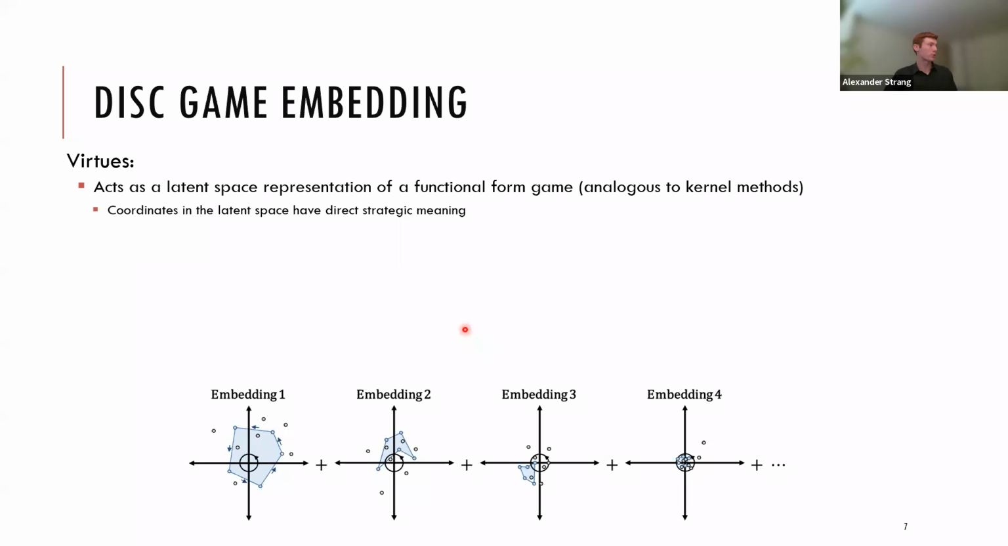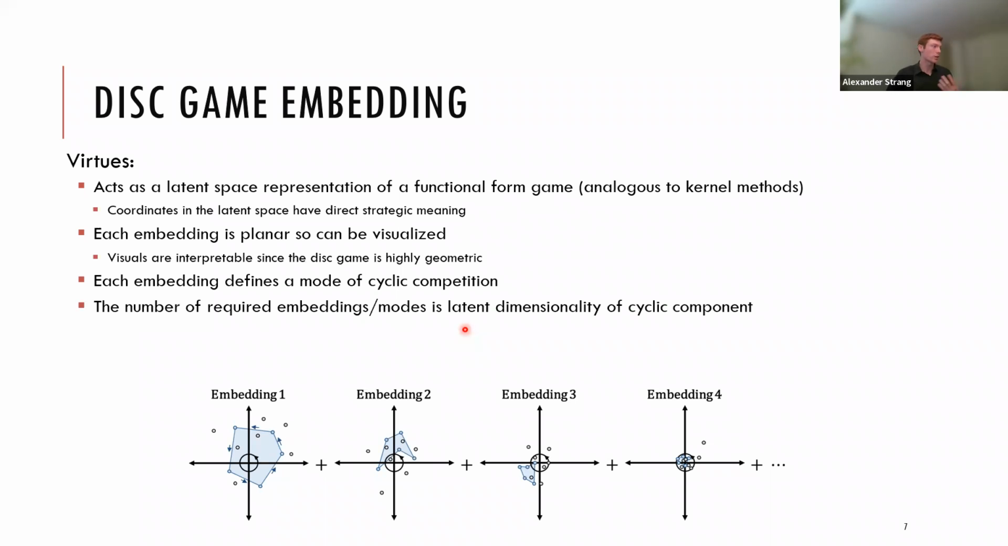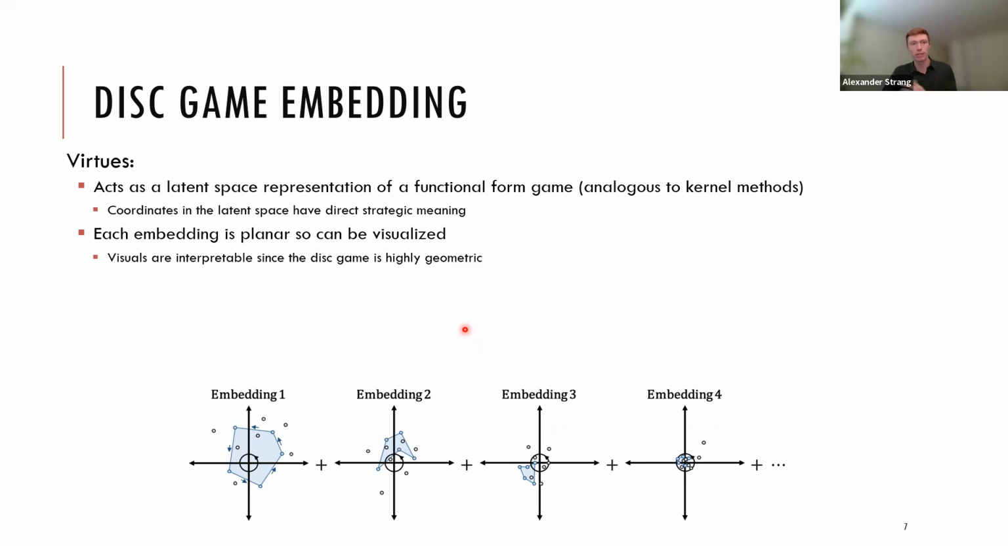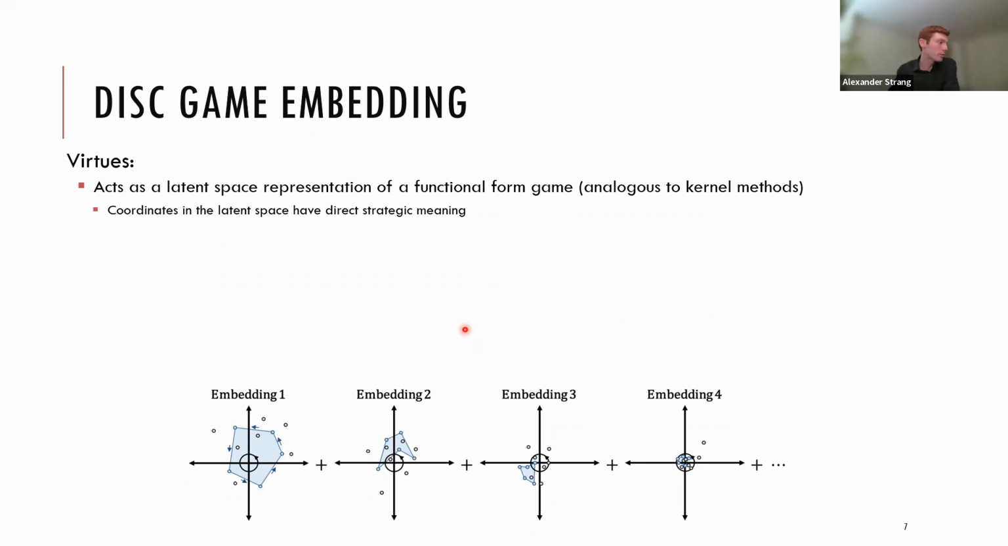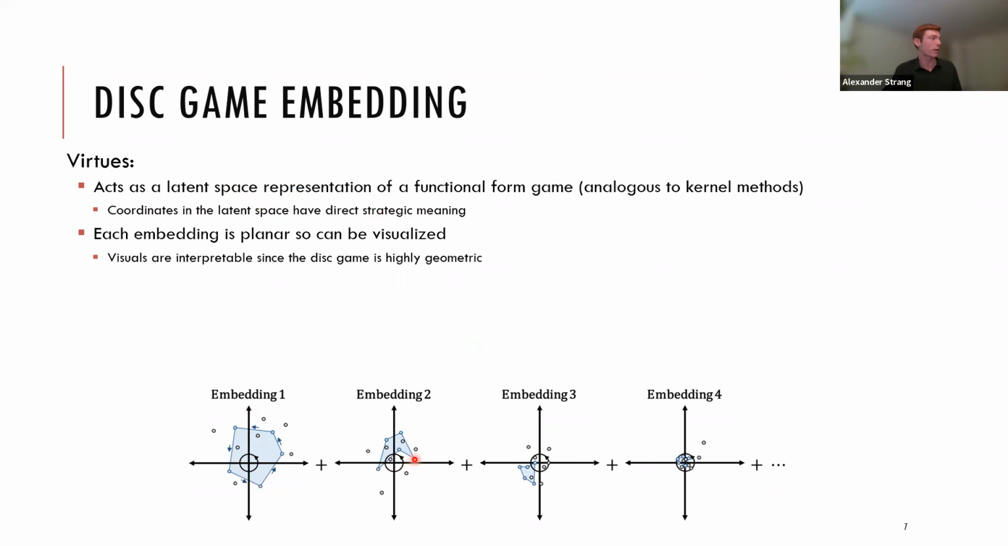So to emphasize some of the virtues here, this approach achieves most of those design criteria I spelled out in the beginning. Each individual disk game, or some combination of the disk games, acts like a latent space that represents the original functional form of the game, analogous to kernel methods that just exchange an inner product for a cross product, where the coordinates in the latent space have direct strategic meaning because I'm using a geometric operation. I'm using that cross product to define performance within each plane. Moreover, because each embedding is planar, I can plot it. So you can actually look at these things.